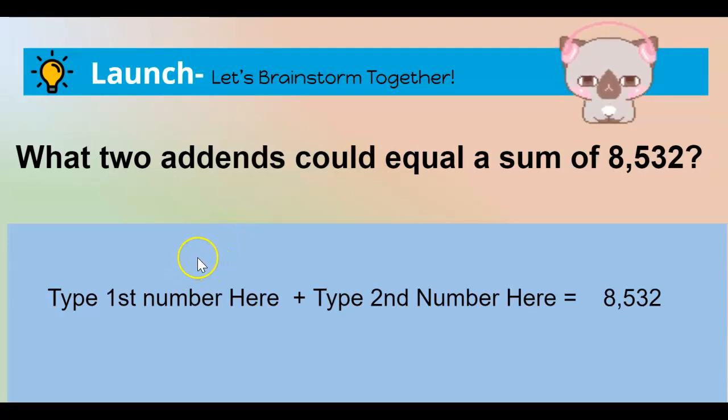So we're going to pause for a minute, and I want you to think about it in your notebook. In your notebook, I want you to consider the question and figure out what two numbers you can add up to get to 8,532.